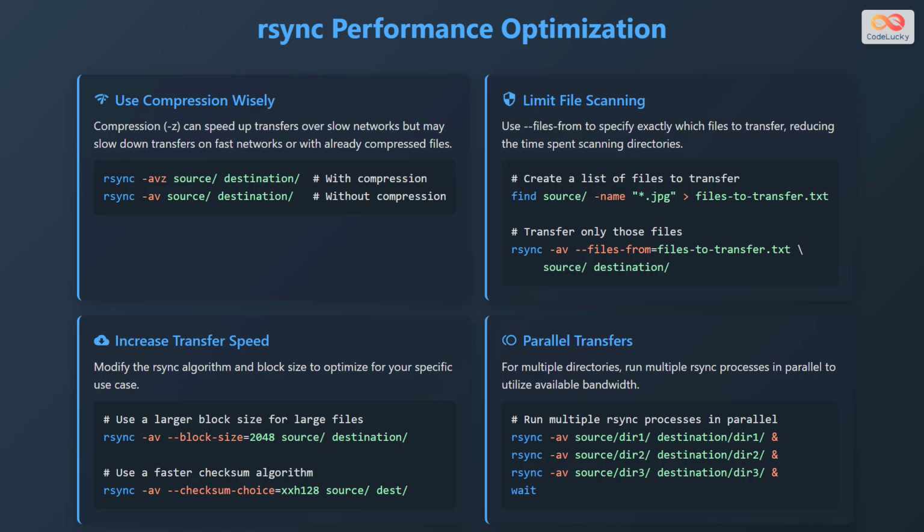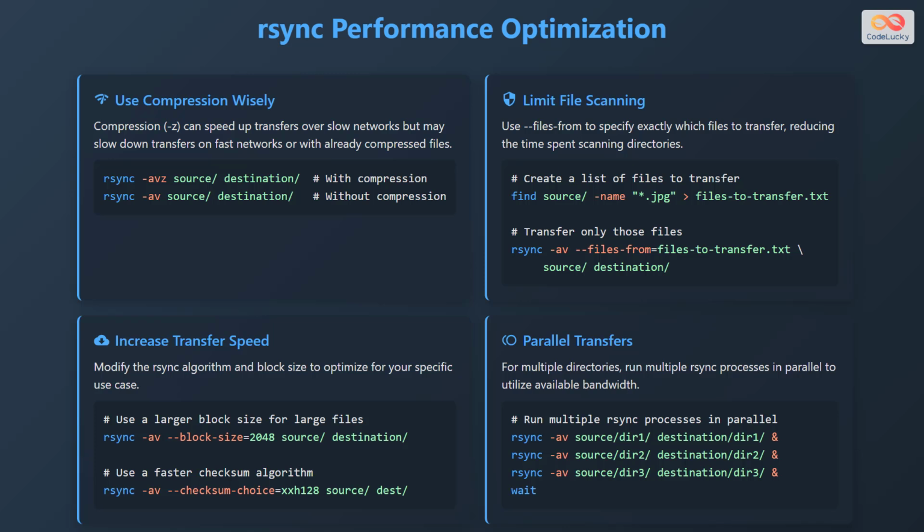Limiting file scanning can also help. Use the option --files-from to specify exactly which files to transfer, reducing the time spent scanning directories. First, create a list of files to transfer using the command find source/ -name "*.jpg" > files-to-transfer.txt. Then transfer only those files using the command rsync --files-from=files-to-transfer.txt, followed by the source and destination directories.